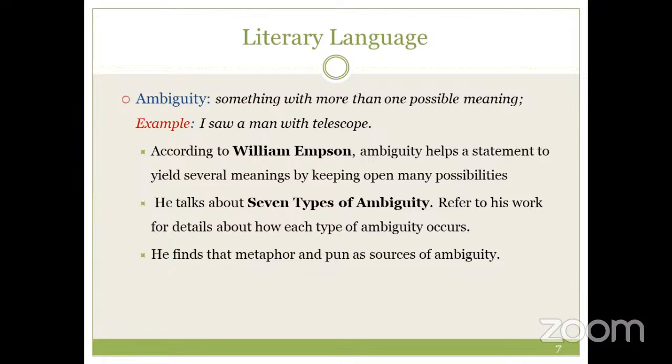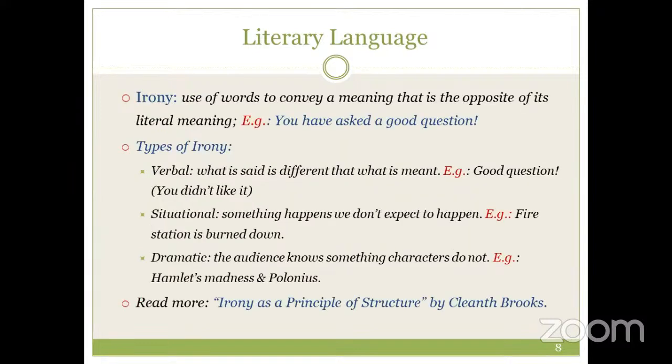Okay, he finds that metaphor and pun are sources of ambiguity. So there are 7 different types of ambiguity according to William Empson, but he says all those 7 types are a result of either metaphor or pun. Then you have irony as another figure of speech, which makes literature what literature is, like ambiguity and metaphor and simile.